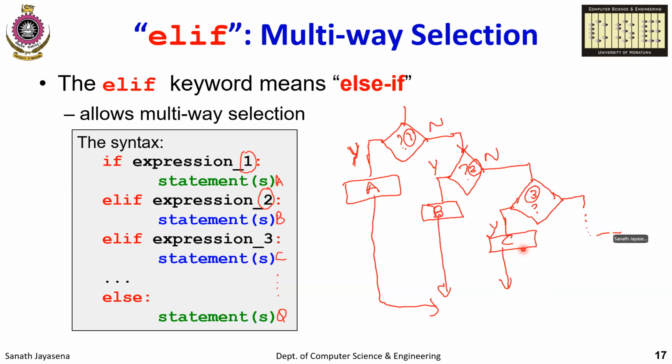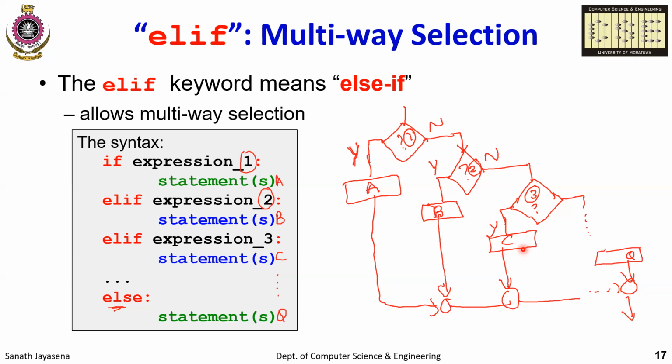Finally, of course, you will have a situation for the else part, right? Else part we'll do, let me draw it like this. Finally, you will have somewhere this Q is happening. And all these things mean come to this point and then follow the next level.